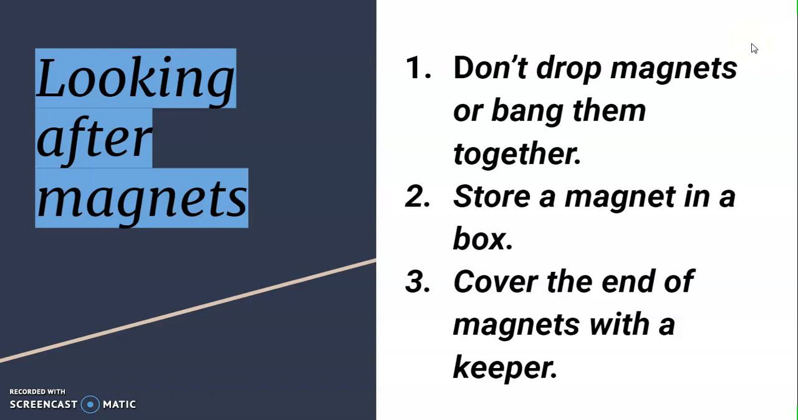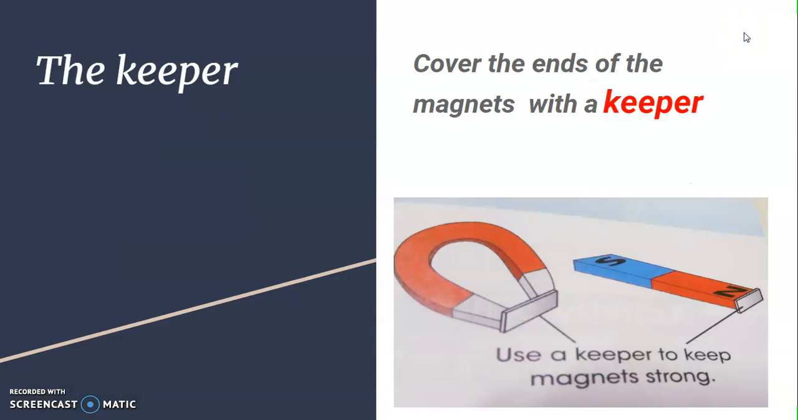Now we will see what is the keeper. Keeper اللي هي الحافظة. Cover the ends of magnets with a keeper. Look, here is a horseshoe magnet. This is a keeper, so as to keep the magnets strong. Also, this is a keeper. This is a keeper and this is a keeper, so as to keep the magnets strong.